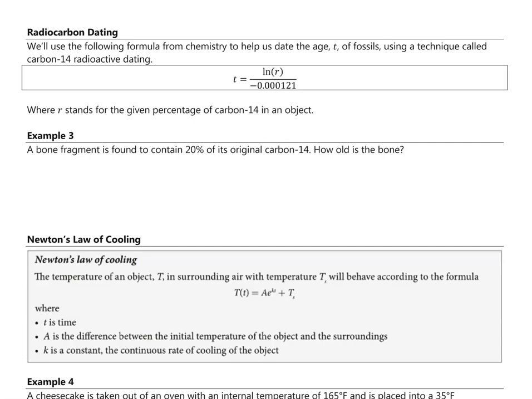Next one, we will use the following formula from chemistry to help us date the age T of fossils using a technique called carbon-14 radioactive dating. So T is equal to ln of R over negative 0.000121, where R stands for the given percentage of carbon-14 in an object. For example, a bone fragment is found to contain 20% of its original carbon-14. How old is the bone?